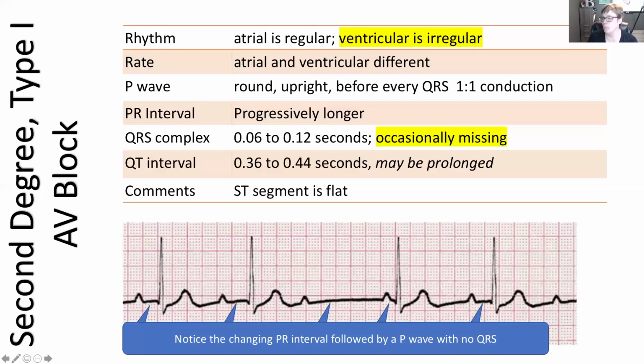P wave, round and upright. PR interval gets progressively longer, so you're going to have a range, or you can just write progressively longer. Our QRS complex will be normal because the problem isn't with the traveling of electricity through the ventricles, it's just the release before the ventricles. And the QT interval should be normal, but it may also be a little bit prolonged, in which case you'd have to correct it. And the ST segment is flat.